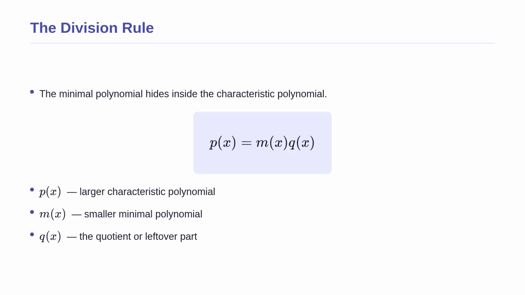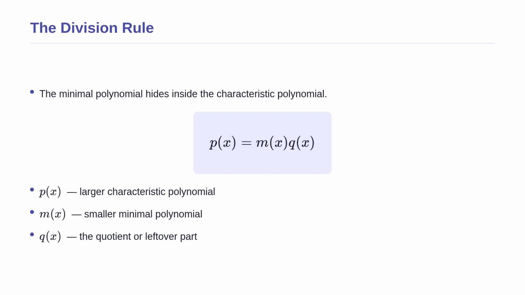Knowing that the characteristic polynomial always works, this formula leads us to an important realization. The minimal polynomial is actually hiding inside it. Conceptually, because the minimal polynomial is the absolute smallest equation that annihilates the matrix, it must perfectly divide any other equation that also makes the matrix 0.